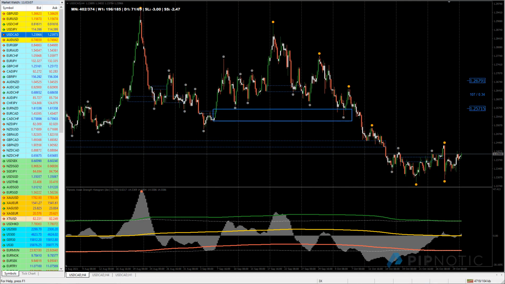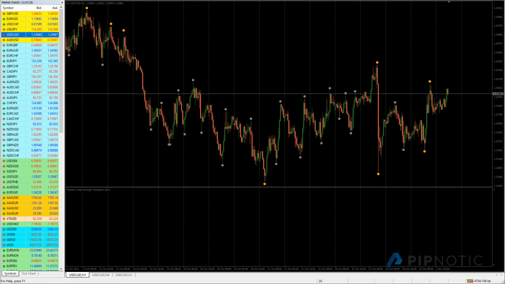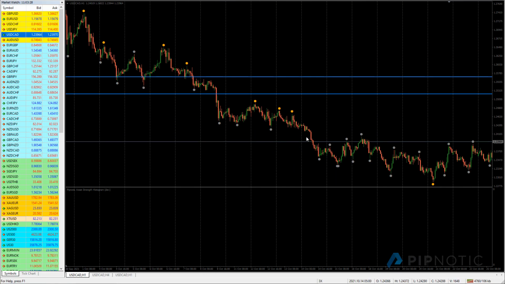And then price tested that area quite a bit. Then we went a little bit deeper, and then finally price sat on it from around here. So this could be an interesting area. So let's look at that on a 1 hour chart, see if we can pinpoint that release point.